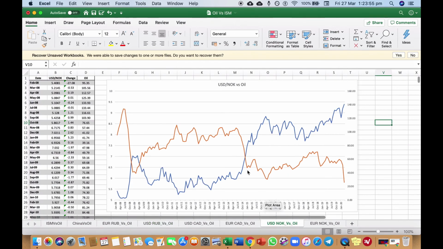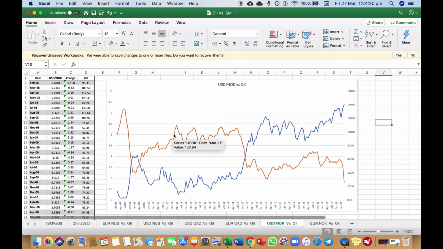Same situation for the US dollar against the Norwegian krone. You can see here, when oil prices are falling, the US dollar is getting stronger against the Norwegian krone. And when the Norwegian krone is getting stronger against the US dollar, this is because oil prices are rising. And again, we're going to do an analysis on the Norwegian krone at the same time. I'm just giving you an overview as to how oil prices really do affect the commodity currency.